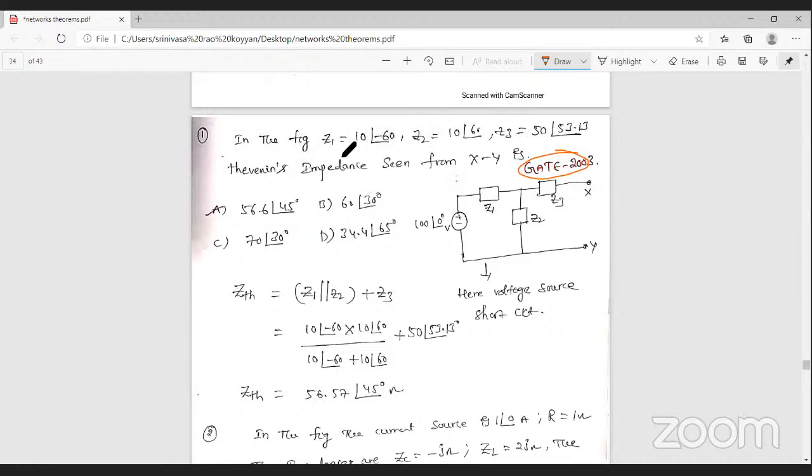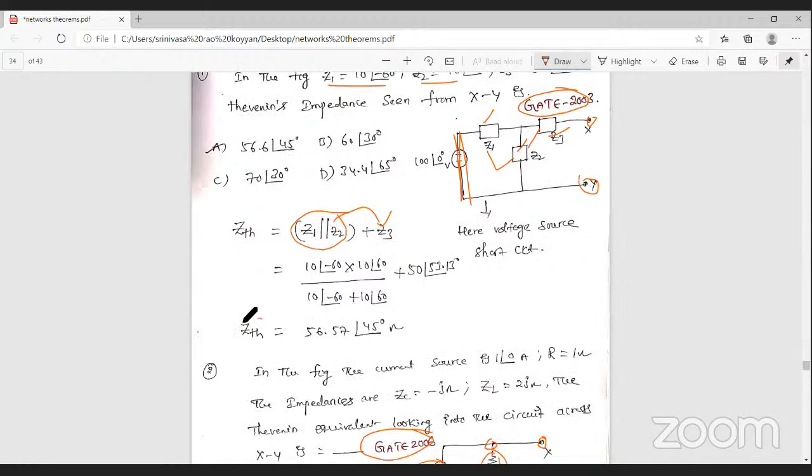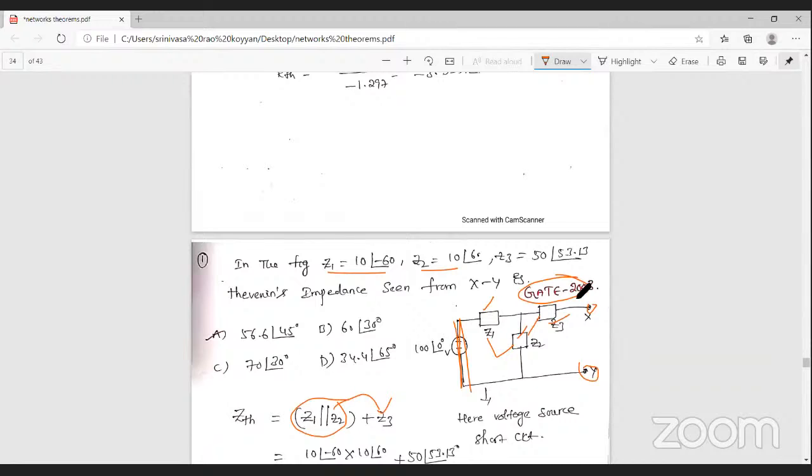What is the problem given here? The Z1 value is given here, the Z2 value is given here, and the Z3 value is given. Then find out the Thevenin's impedance across these two terminals. So for Thevenin's impedance we need to short the voltage source, so we short this. Then these two impedances are parallel and the resistance is in series. That is, Z1 and Z2 are in parallel with Z3. Okay, so finally Thevenin's impedance is equal to 56.57 at an angle 45. That is GATE problem 2003.